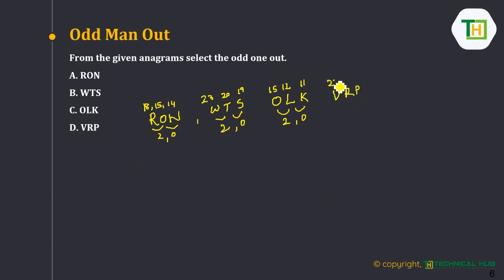So V means 22, R means 18, P means 16th letter in the English alphabet. First take the gap. So between V and R gap is 3 and R and P gap is 1. If you observe the options, option A, B, C are following a same pattern and option D is completely different from the remaining. Okay, using which rule? Gap rule. So finally, option D is the correct option. So VRP is the correct answer using gap rule.